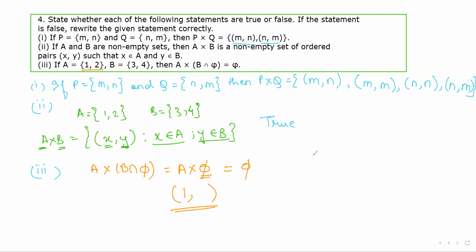Another way of looking at it is that the number of elements in A is 2, and the number of elements in phi will always be 0. We know that the number of elements in A cross phi should be equal to the number of elements in A times the number of elements in phi, which is 2 into 0. So you have 0 elements in A cross phi. That's why it is a null set. So this statement is true.